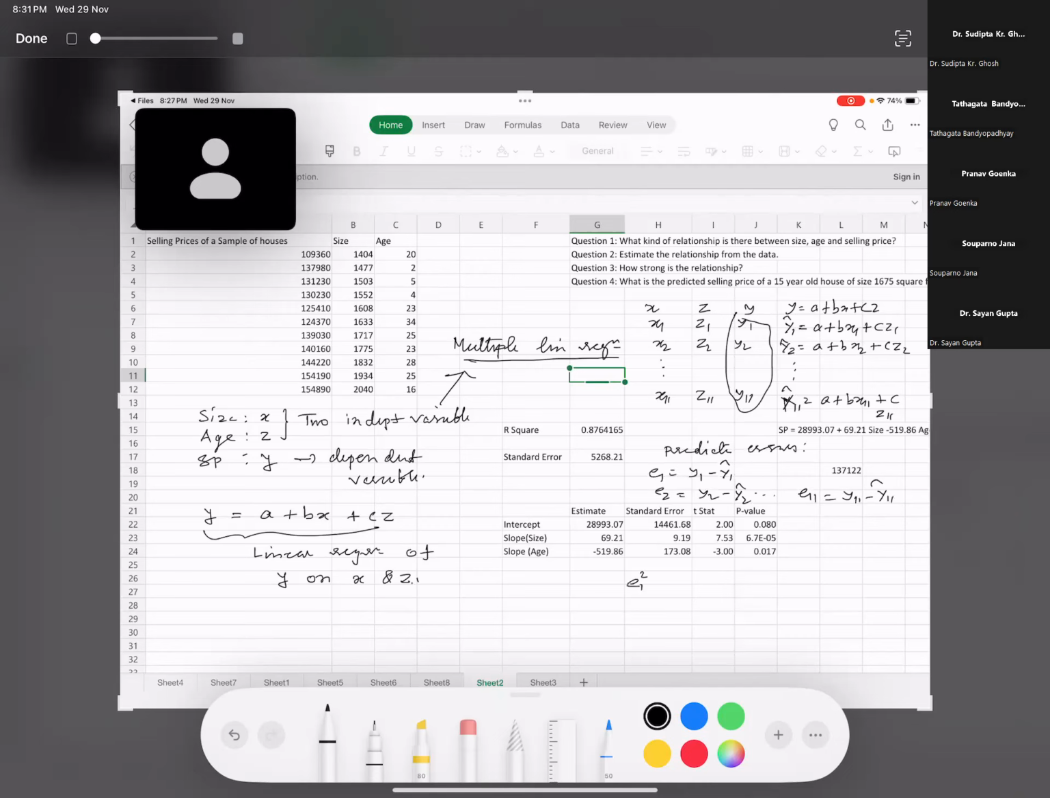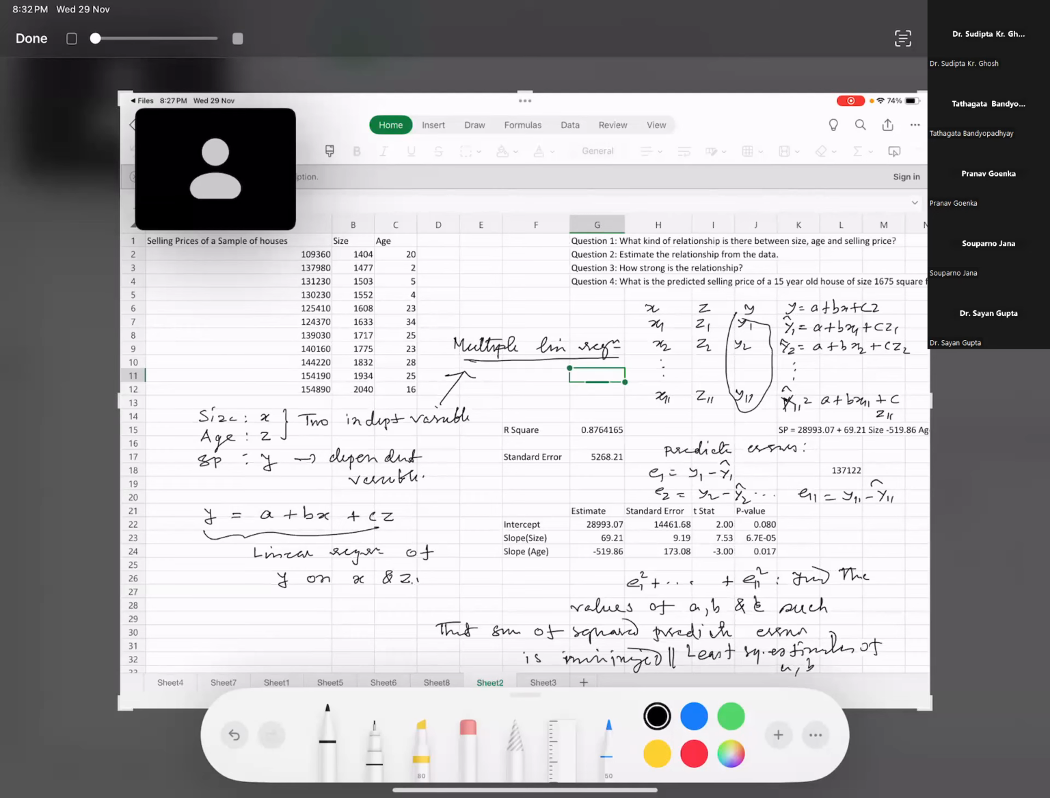And then again, we will find the values of A, B, and C such that the sum of squared prediction errors is minimized. Okay. So this is again called least square estimates of A, B, and C. And here you see the least square estimates are this. So this is the estimate of A, this is the estimate of B, and this is the estimate of C.